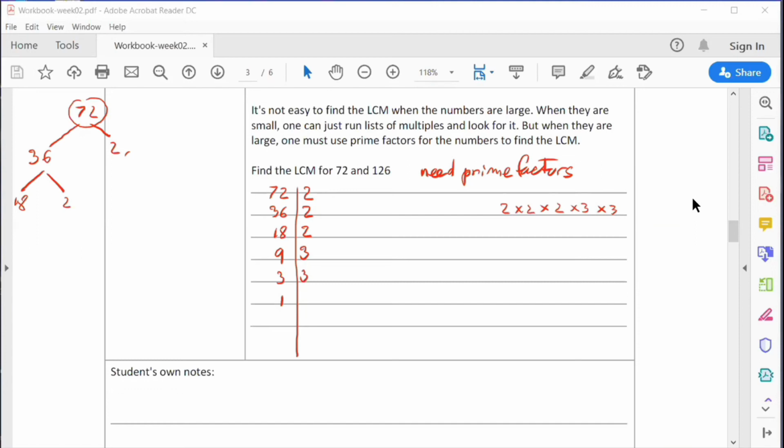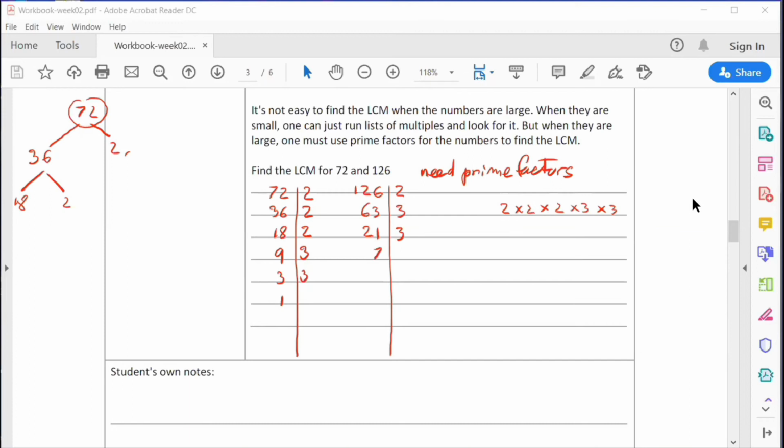Now, you have to do the next one. So that is like 126, and you go through the same process. So here we have 2. Divide that by 2, we get 63. Now, you can't divide by 2, but you can divide by 3. Divide by 3, we get 21. Now, yes, we can divide by 3 again, and you have a 7.